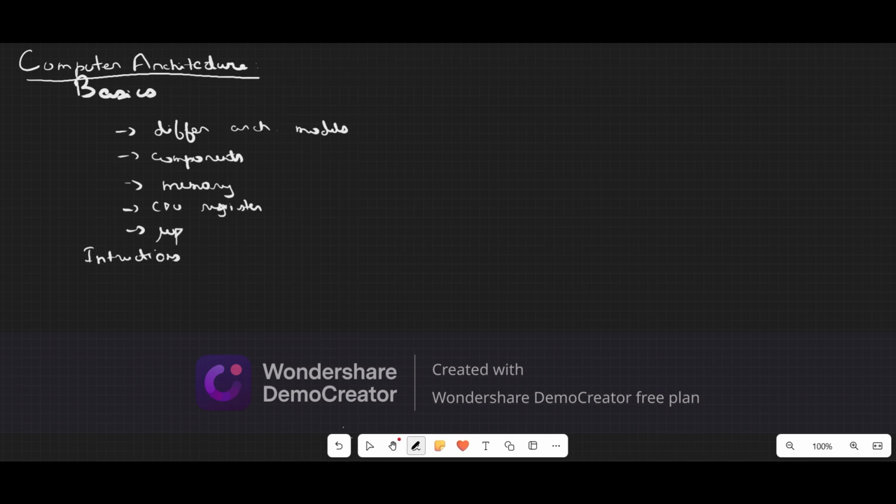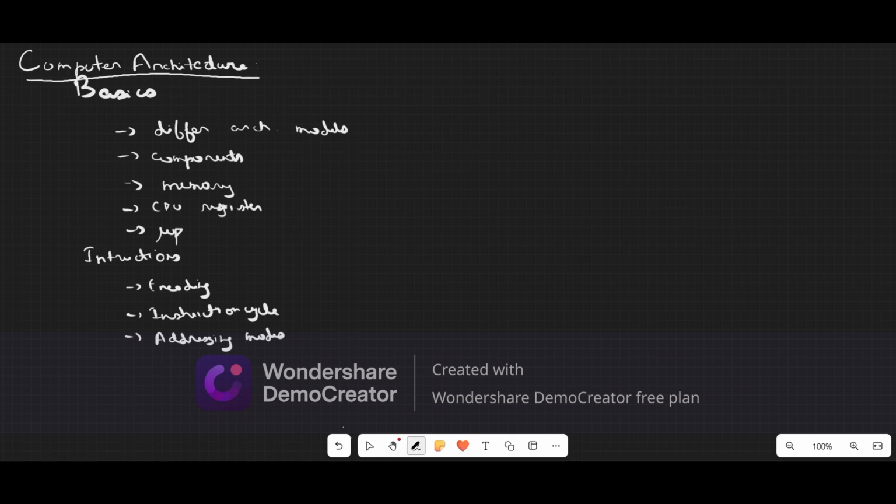Here we'll be looking at instruction encoding, followed by the basic instruction cycle, and then we'll be going on to various addressing modes which are involved in instruction decoding.